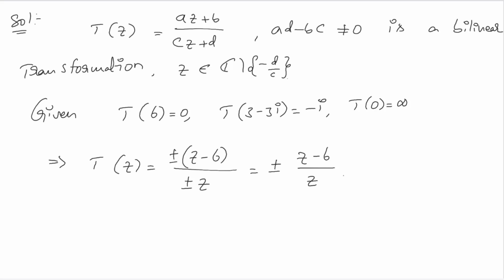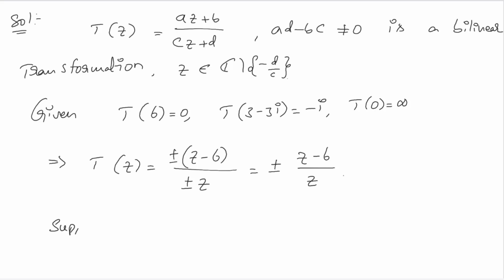Even by substituting the domain values and codomain values, one can easily calculate the values of A, B, C, D, but that is a lengthy process. Since from these simple conditions we can easily formulate the values of the bilinear transformation, I did it this way. But the question here is whether it is plus (z minus 6) divided by z or minus (z minus 6) divided by z. So for that, I'm using the second condition.